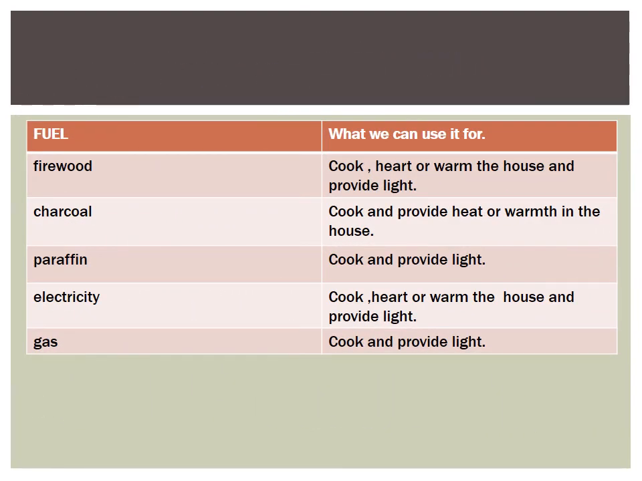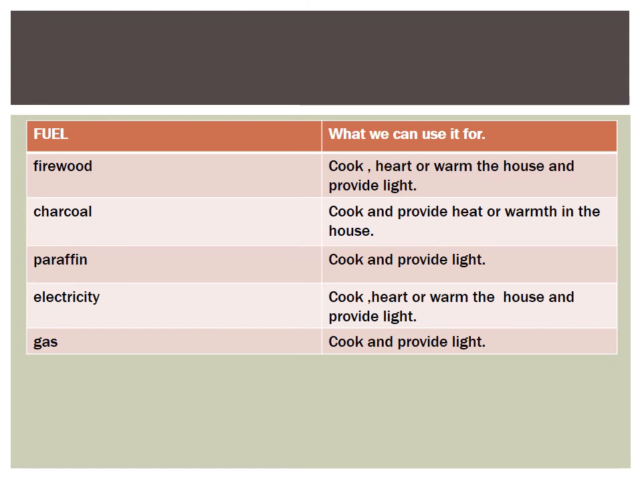Various fuels and the uses, which we've simplified there. So one, we have firewood. Firewood helps us in cooking and also heats or warms the houses and provides light in our house. So we have 3 uses of firewood: cooking, warming the house, and providing light.